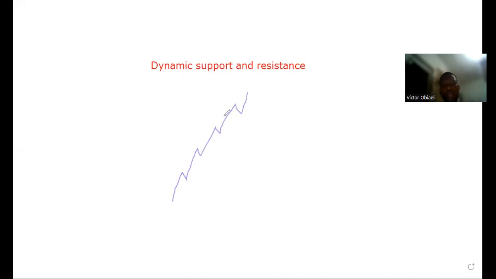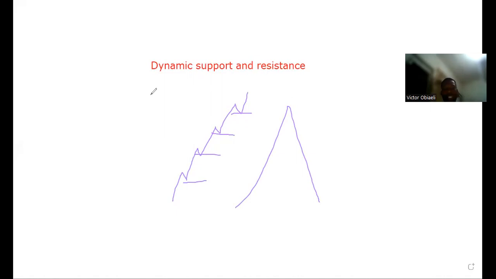Now, in a situation where there is no dynamic support and resistance, the market will only move in a straight line and drop also in a straight line. And so this structure you are seeing is what we call the market structure. And what gives rise to the market structure is the dynamic support and resistance level on our charts. And that is why we are having a dynamic support and resistance class today.